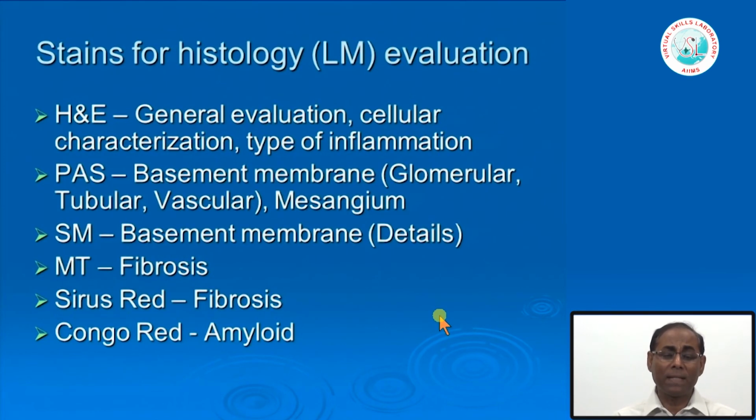Normally we do the routine hematoxylin stain for light microscopy, for general evaluation and cellular characterization. If there is inflammation, we try to see whether it is neutrophils or lymphocytes. So, the type of inflammatory cell can be detected easily by hematoxylin stain. Then we do the PAS stain, that is periodic acid Schiff stain, to see the basement membrane very clearly, because hematoxylin does not show a very clear view of the glomerular basement membrane, whereas PAS stain does. So, that is why we do it.